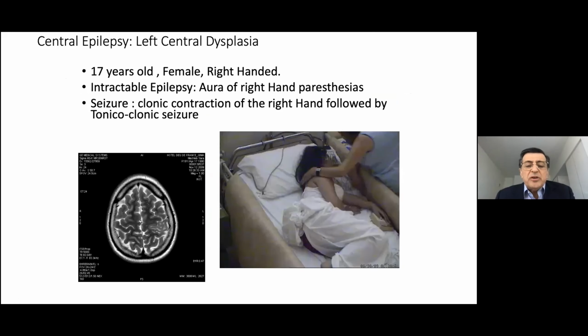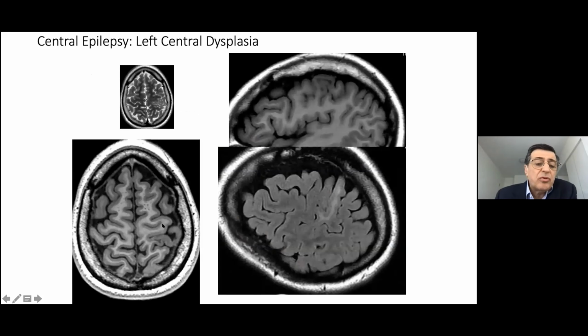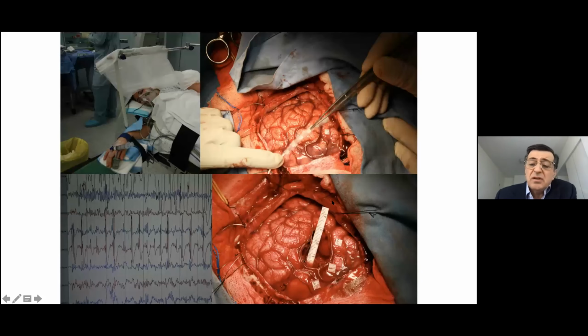This is another patient, shown in order to demonstrate that at times you don't need invasive electrodes. You can see this is a 17-year-old female. Now she's an architect with a dysplasia in the left dominant cortex, in the sensory cortex, sparing the motor cortex. You can see this is the motor cortex, and this is the sensory cortex. So the dysplasia spared the motor cortex, and she had seizures.